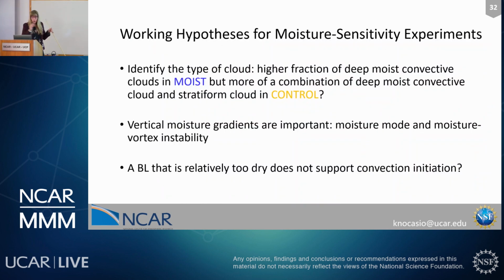And so just quickly going over the working hypothesis, I believe that there are some differences between the type of cloud across the experiments, especially between moist and control. I'm working with Chris Davis now to see whether or not that relates to the vertical mass flux and the vertical velocities, but also trying to understand a little bit better the phase speed of the wave and how it relates to water vapor. And so with that, I thank you for your time, and I welcome any questions.